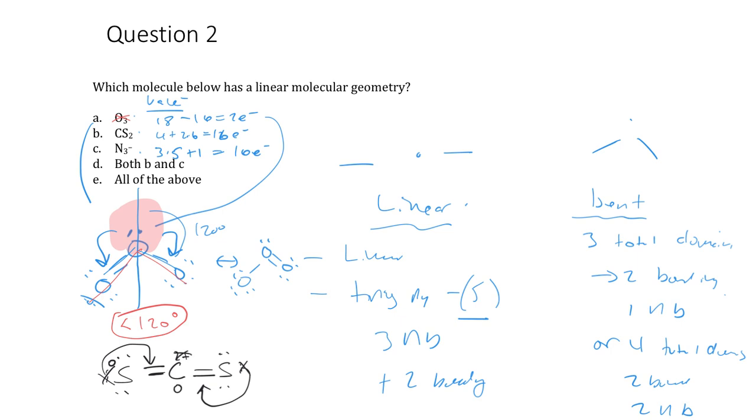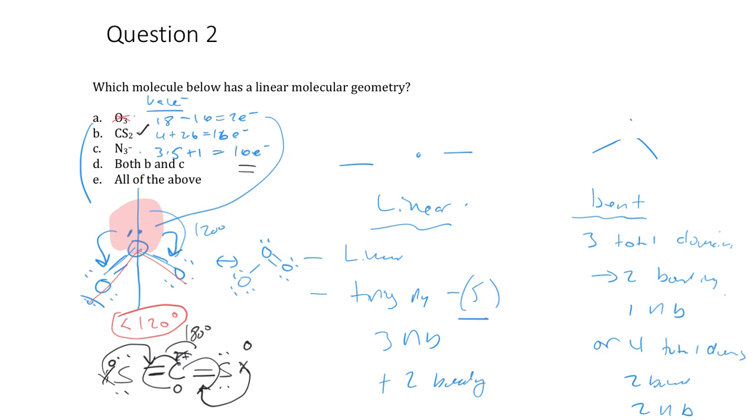Carbon's formal charge is 0, and sulfur's are all 0 all the way around. So now I have two total domains for CS2. If I have two domains, they're going to be opposite each other, so that should be perfectly 180 degrees, perfectly linear for CS2. So CS2 is linear. And then what about N3 minus?